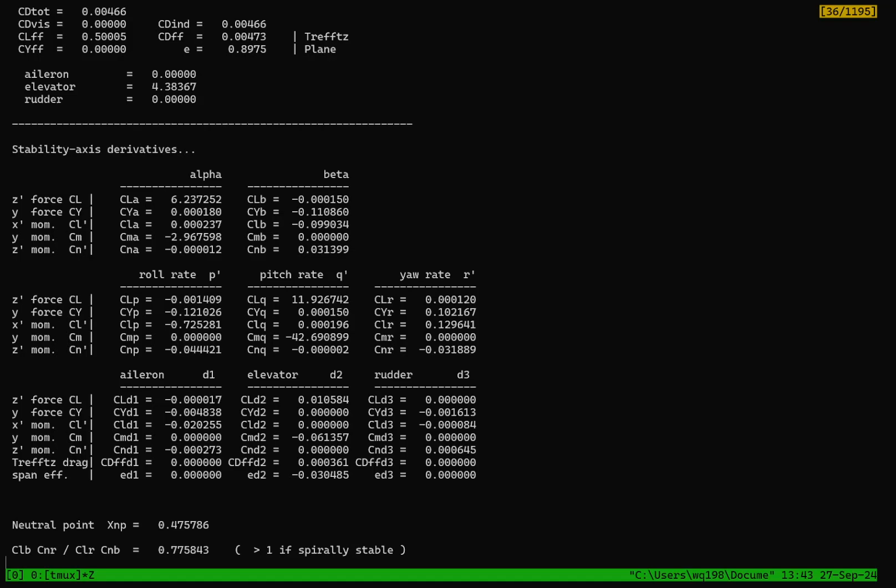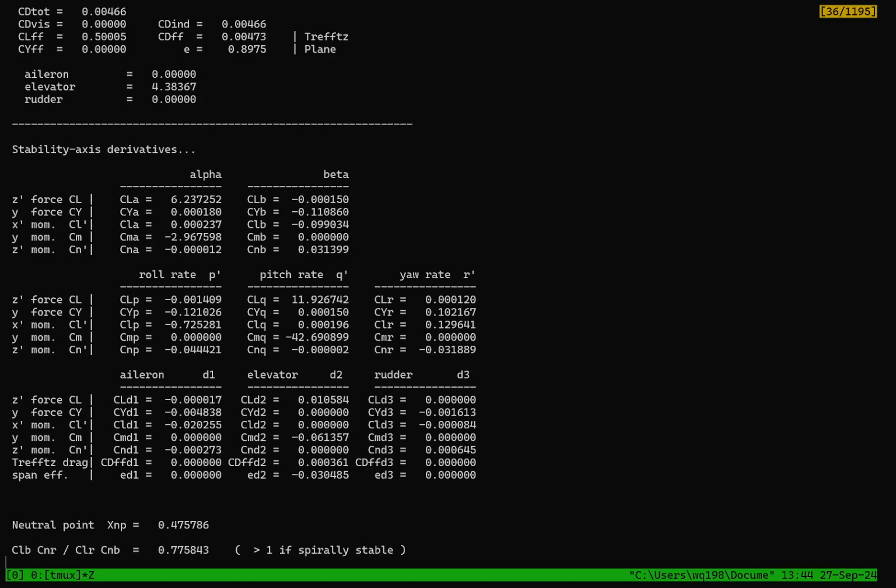So basically the moment CM, let me say CM origin. The CM CG is going to be equal to CM origin. If I do have a moment around here, it's going to translate into here. And then plus, actually it's plus, because this is providing a nose up moment, which is a plus in this direction. Plus CL times XCG divided by CREF, the location of the CG non-dimensionalized by the reference chord.